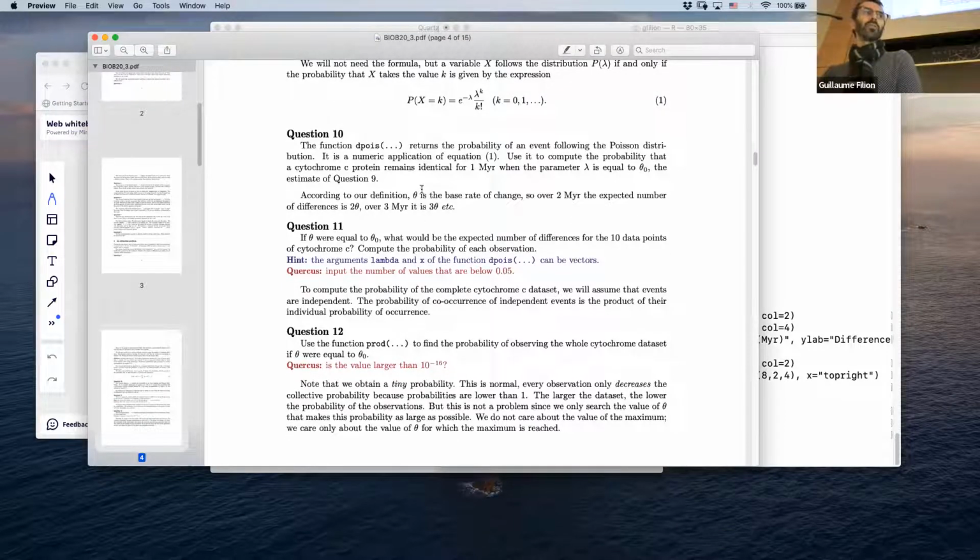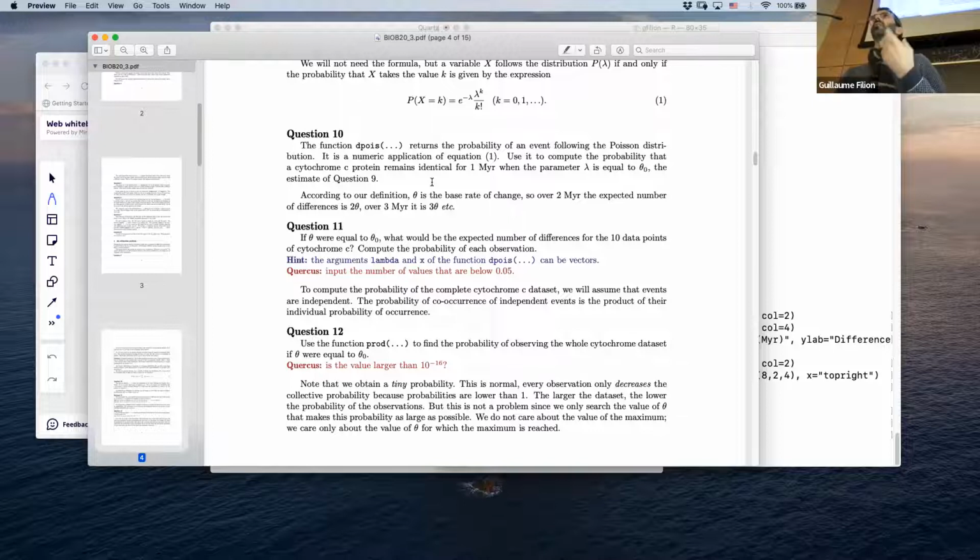According to our definition, theta is the base rate of change. So over 2 million years, the expected number of differences is 2 theta. Over 3 million years, it's 3 theta, etc. I define theta as the number of differences for 1 million years, but I don't have 1 million years. I have 1,340 million years at the maximum. So of course, when you wait 1,000 times longer, then the expectation is 1,000 times higher. Right? Does that make sense for everybody?